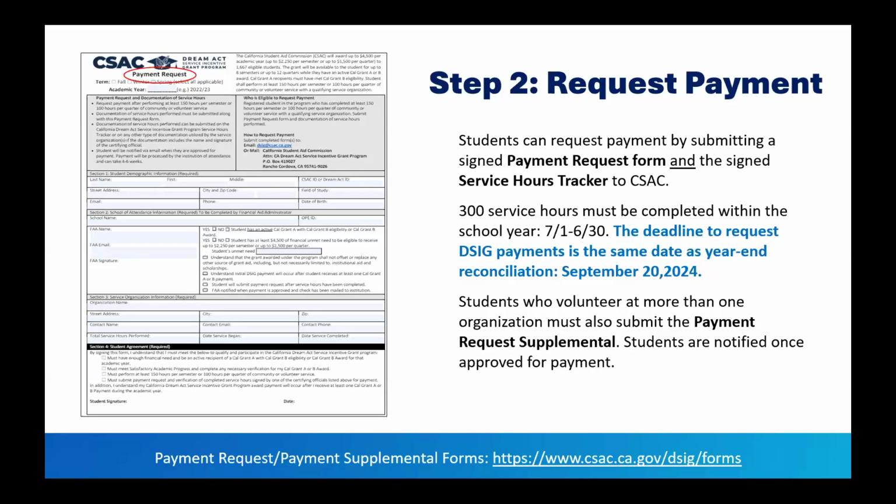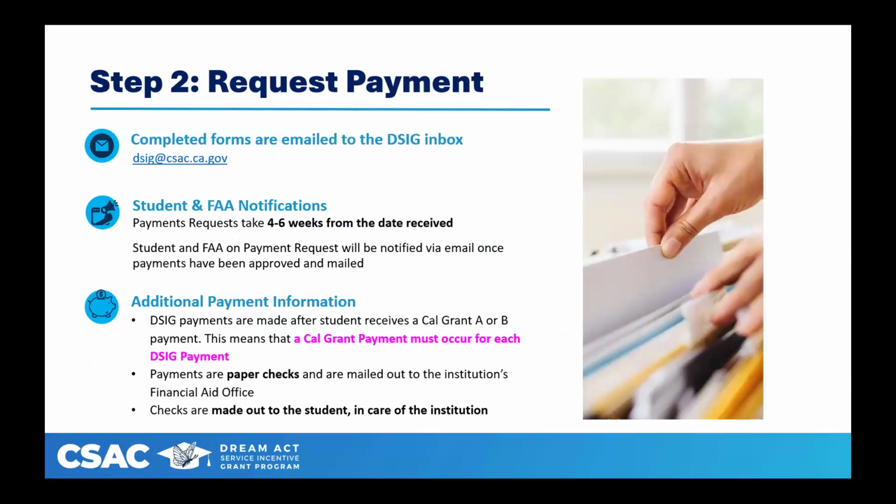Students who volunteer at more than one organization must also submit a payment request supplemental form. So that's also on our website. So they'll be able to access it there if they are volunteering at more than one organization. After the students email their payment request to dsig@csac.ca.gov, the checks will be processed and mailed to schools within 4 to 6 weeks. So unfortunately, it is still a manual process since it is a small program, so the turnaround time is a little bit longer. And then CSAC will notify schools and students of pending payments.